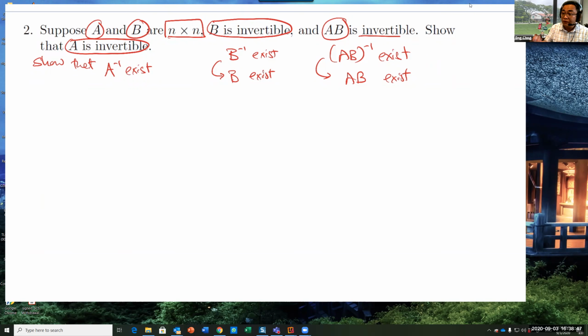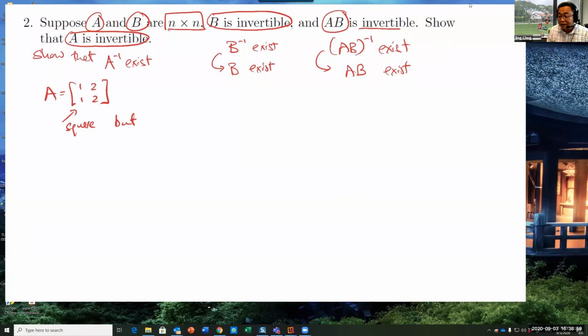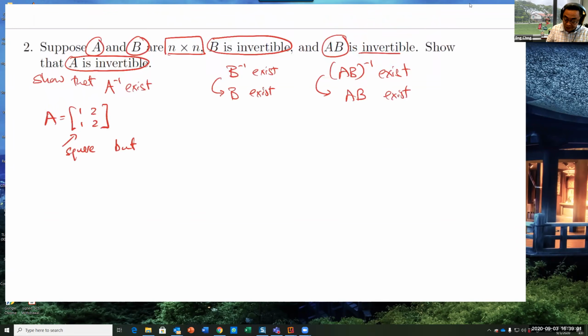Because some matrices are not invertible. So I can give you a matrix, for example, A equal to 1, 1, 2, 2. And for sure, it's square. But you can check the determinant. It will be equal to 0. And therefore, the matrix is not invertible.